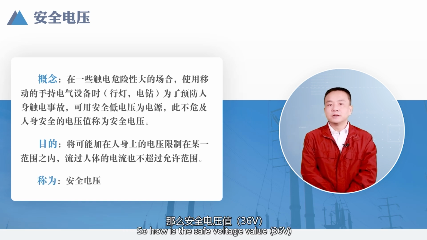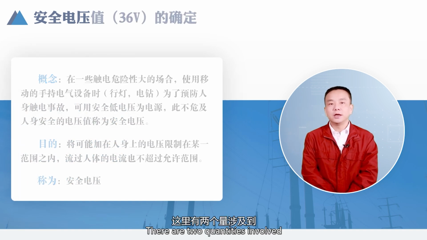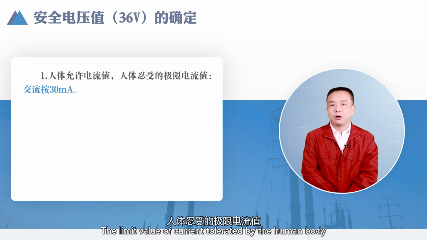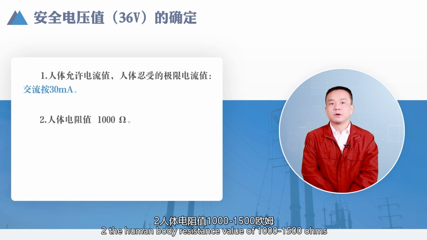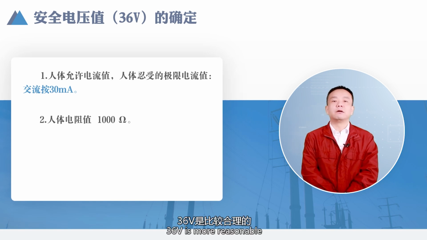So how is the safe voltage value of 36 volts determined? There are 2 quantities involved. One is the permissible current value of the human body, the limit value of current tolerated by the human body, which for AC is 30 milliamperes. The other is the human body resistance value of 1000 to 1500 ohms. Then the product of the two, 36 volts, is more reasonable.